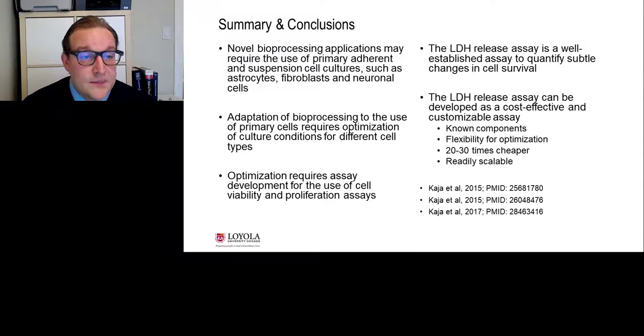So in summary, novel bioprocessing applications may require the use of primary adherent and suspension cell cultures, such as astrocytes, fibroblasts, and neuronal cells. Adaptation of bioprocessing to the use of primary cells requires optimization. Optimization of culture conditions for different cell types is critical, and primary cells have very different requirements than cell lines, making this a much more challenging task.